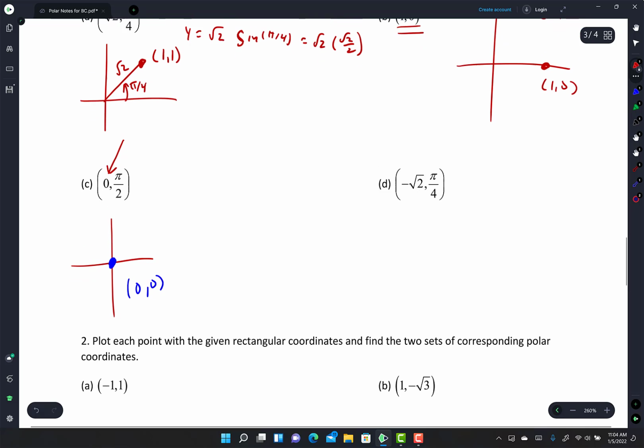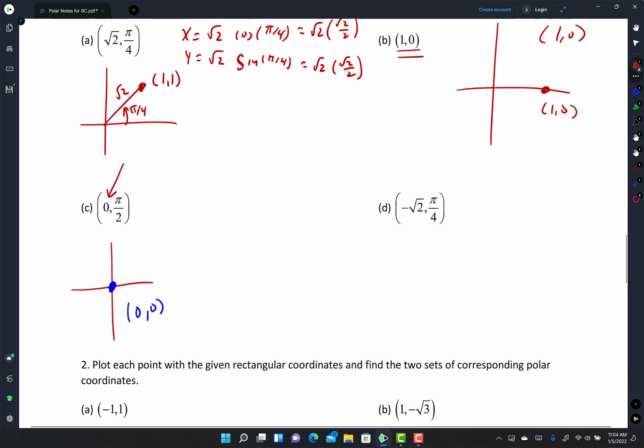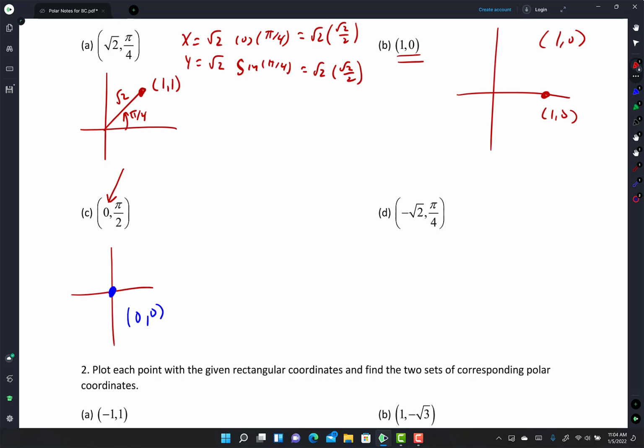And then letter D is similar to letter A. Instead of quadrant 1, you're going to be in quadrant 3. And what coordinate is that going to be? Yep.